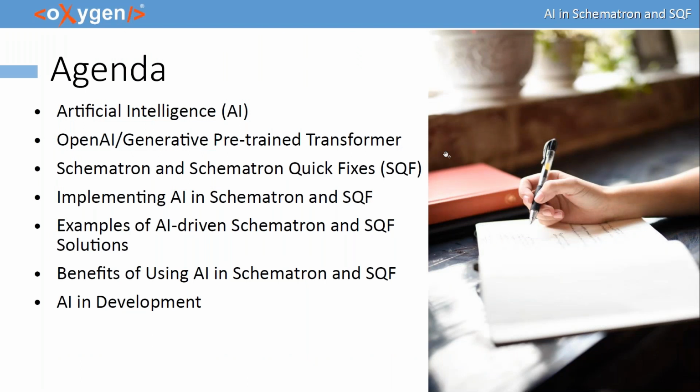We'll discuss a little bit about AI, about generative pre-trained transformers and OpenAI, about Schematron and Schematron Quick Fixes, and how you can implement the AI support in Schematron and SQF. We'll see some interesting examples and solutions, the benefits and also the challenges that we have in implementing the AI support, and also how we can use AI in development.